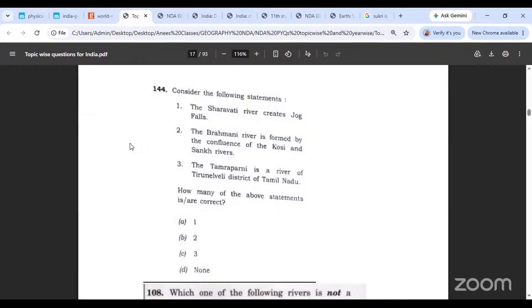Question 144. The Sharavati river creates joke falls. The Brahmani river is. Wait a second. I had some information for you there.